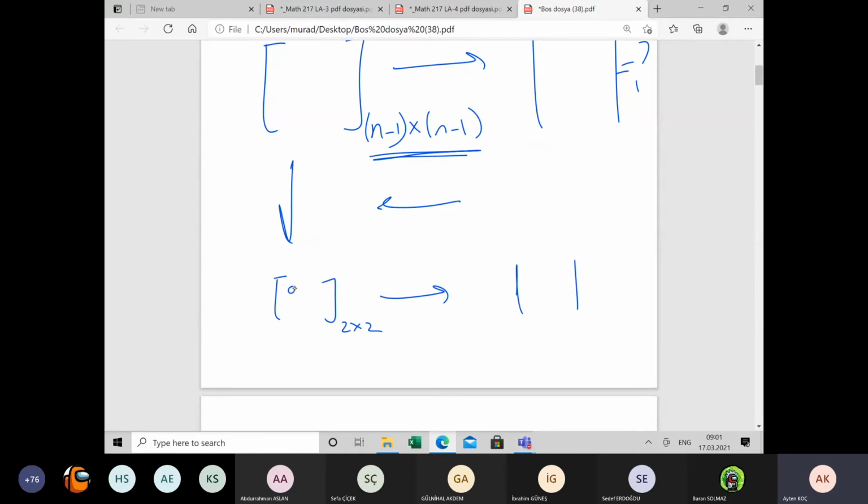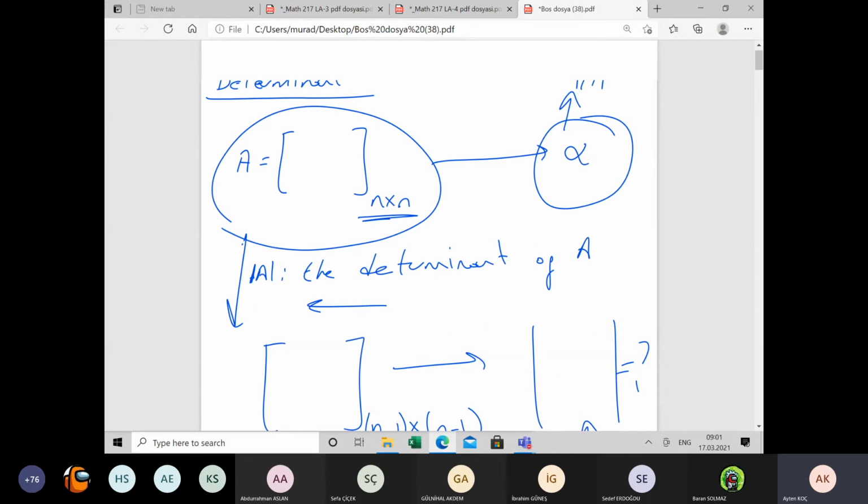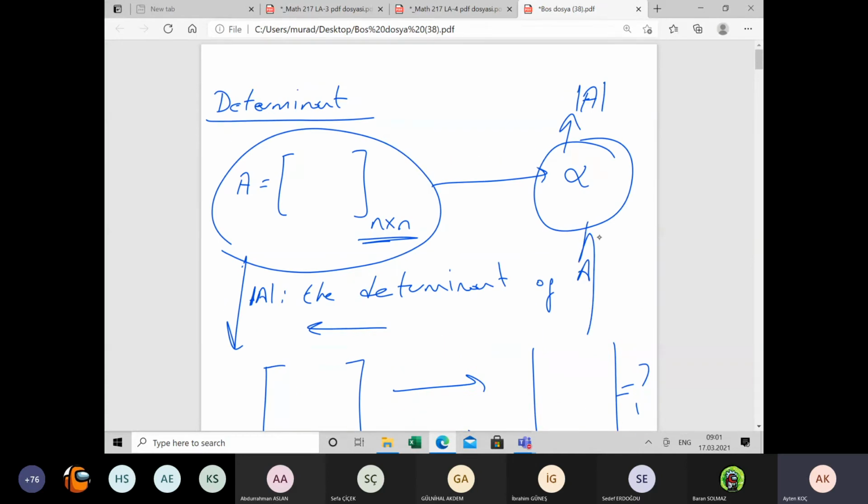A 2 by 2 matrix contains 2 rows and 2 columns: A, B, C, D. So our aim is to compute the determinant of the 2 by 2 matrix. If we know this, it is easy to compute the 3 by 3 determinant, and then we obtain alpha.